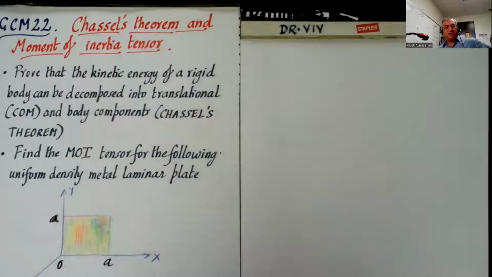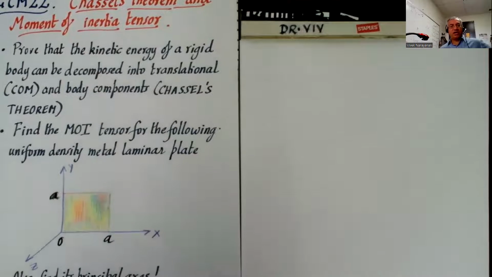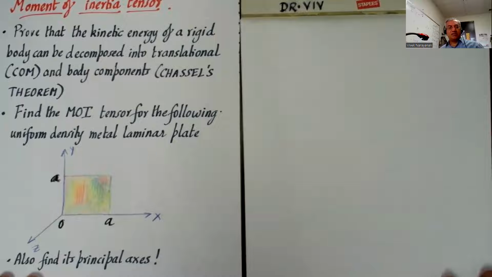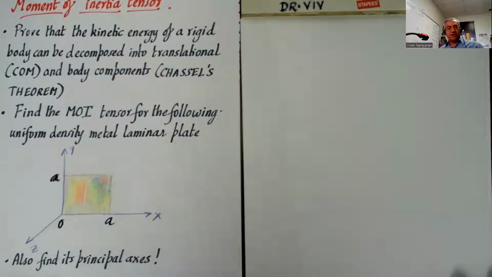We shall be exploring the concept of the moment of inertia tensor and evaluating it for a simple example, which is this metal plate that I've indicated here. We are to find the moment of inertia tensor for that plate as well as its principal axes.